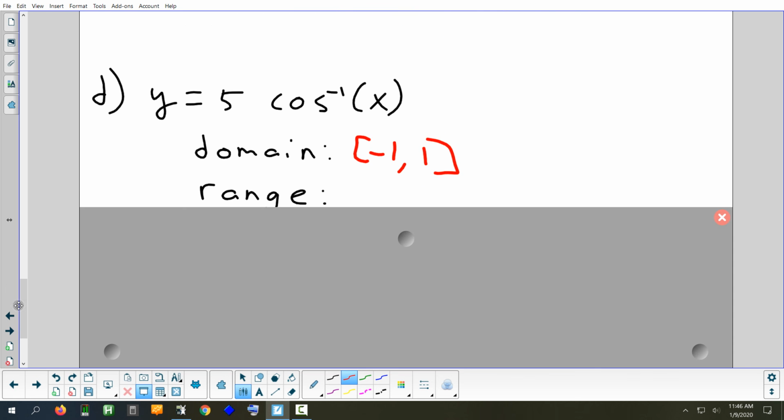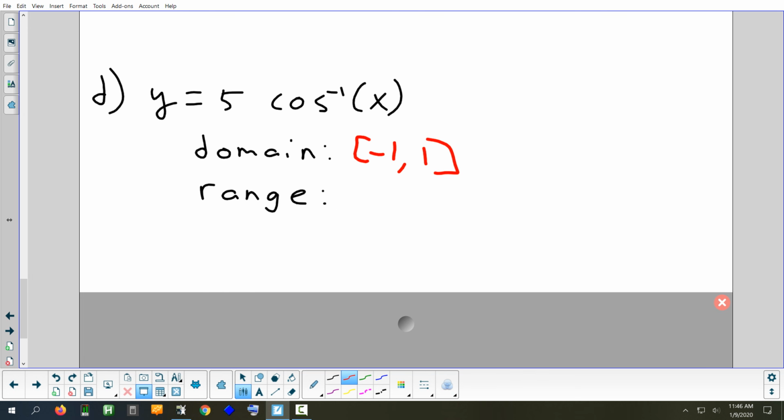Now, what's the range for inverse cosine? Just the original. Yep. 0 to pi. You're going to stretch that out 5 times as much. So if you stretch out 0 5 times as much, what does it turn into? 0. Stays 0. If you stretch out pi 5 times as much, what do you get? 5 pi. Okay. So that's the idea of how you find the domain and range of an inverse trig function.